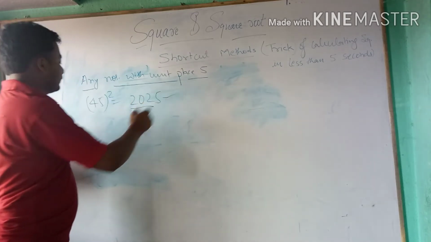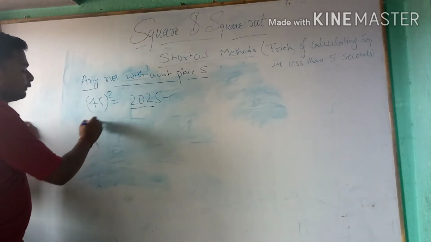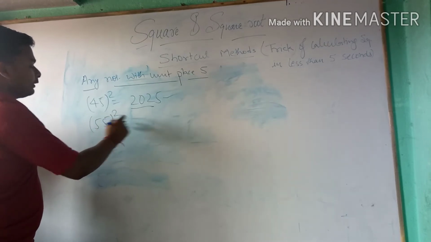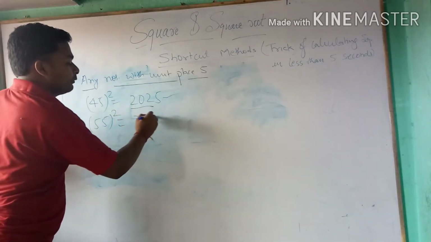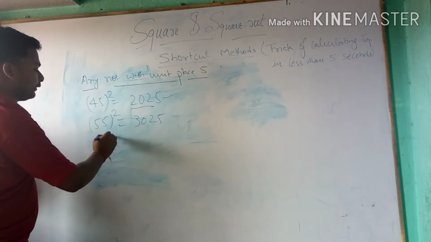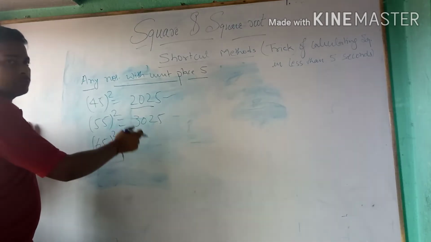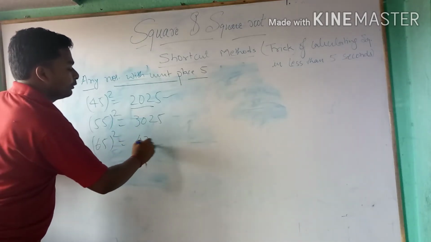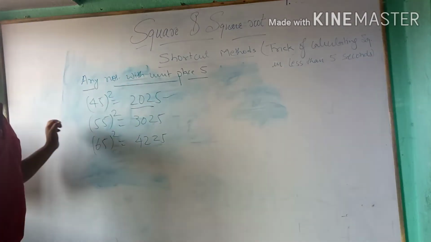This is the answer. Similarly, if we take another example, 55, we can take 5 into 6, 30, 25. Similarly, if we take 65, what is the square? 6 into 7, 42, 25. And this is one of the direct methods.